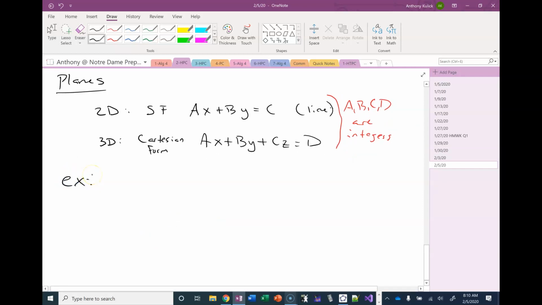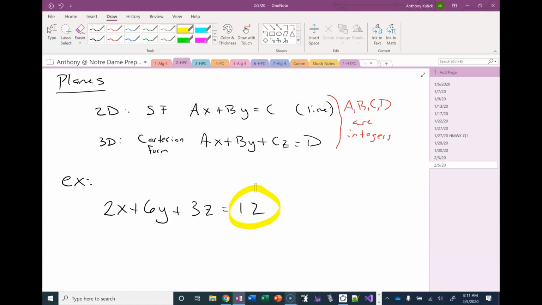So an example of the equation of a plane is something like this: 2x plus 6y plus 3z is equal to 12. Now, if we wanted to graph something like this, the easiest way to do that is to change the equation a little bit. My goal is going to be to have it equal to 1. So to do that, I'm just going to divide both sides by 12. Everybody okay with that plan?